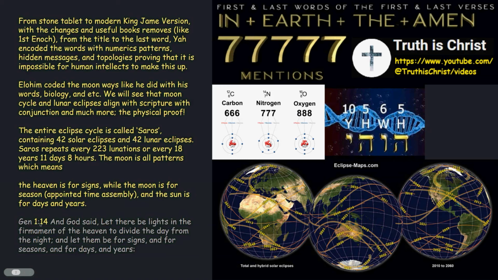So, like from Genesis 1:14, let there be light in the firmament and the heaven to divide the day from the night, and let them be for signs and for seasons. So the constellation first, and then the moon for season, and then the sun for day and year. And here, picture the eclipse. It goes not in a straight pattern like we're taught. It goes in a wave, and it goes around. It has a wave to it.